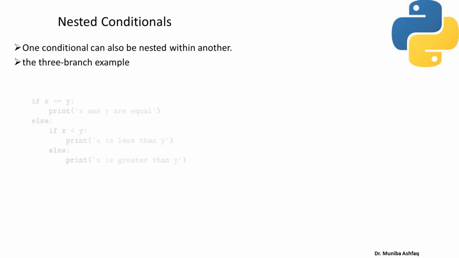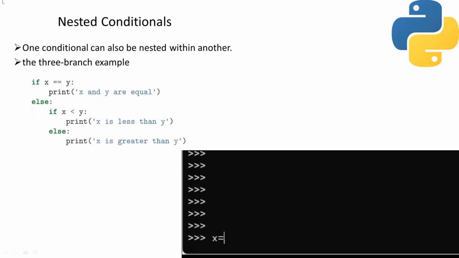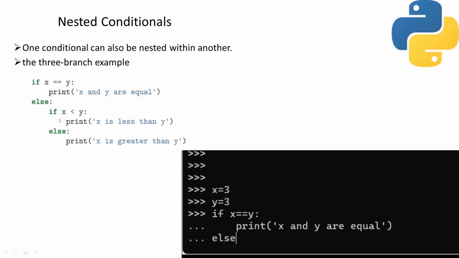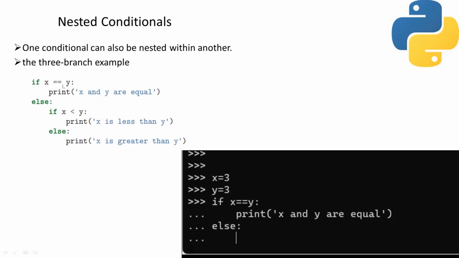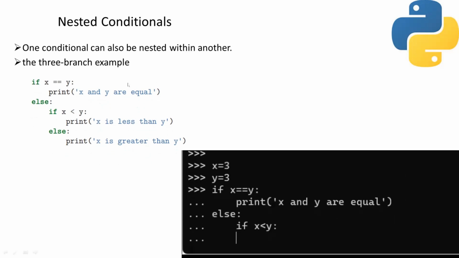Here is a three-branch example. You can see that if x equals y, it means that we are going to compare these two values, and if they are equal, then this statement will be executed, which will print x and y are equal. Else we go to the other branch, in which again we have an if-else statement. So if this is true, only this statement will be executed.